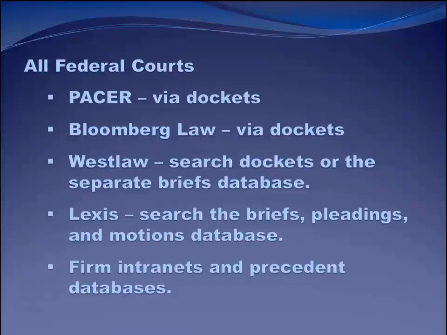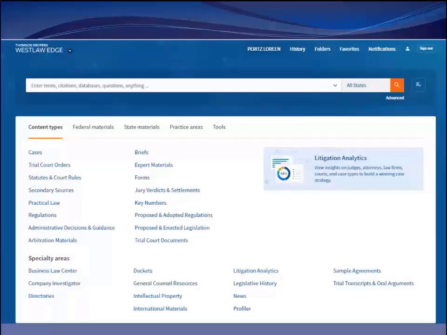We've already seen how to do it through Bloomberg's docket database, and you can also do it through PACER. Westlaw and Lexis have separate court document databases. So their dockets databases don't have the underlying documents, but they have separate databases that do have some trial court documents. And then many firms and policy organizations also make their own briefs available on their organization's website, sort of as a form of attorney advertising, or maybe it's a public service. Maybe I'm being cynical.